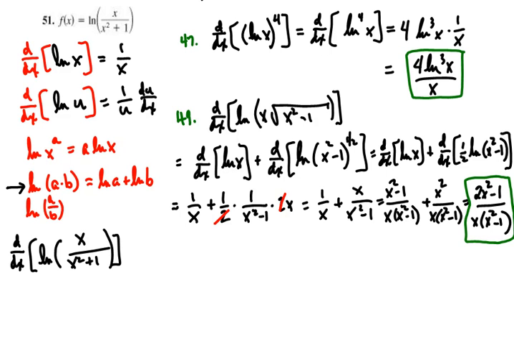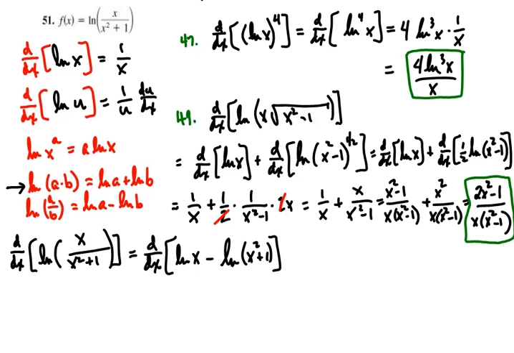And the log of a quotient, a over b, is the natural log of a minus the natural log of b. And we say the natural log of a quotient is equal to the difference of the logs. And so we can rewrite this. We can rewrite the natural log of x over x squared plus 1 as the natural log of x minus the natural log of x squared plus 1. And we can take the derivative of that expression and break it down by taking the derivative of each term.